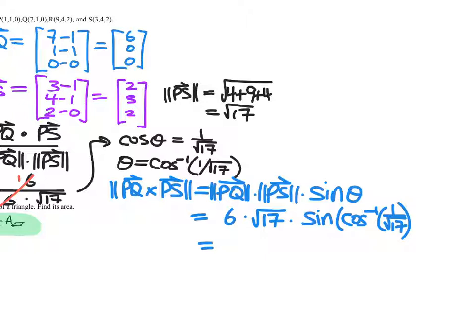All right. And for this, it doesn't matter what mode your calculator's in, because even though we're taking the inverse cosine, if you're in radian mode, that'll give you a radian measure. If you're in degree mode, that'll give you a degree measure. But once you take the sine of it again, it puts it back as a ratio, so it's all good. So 6 times the square root of 17 times the sine of the inverse cosine of 1 over the square root of 17.